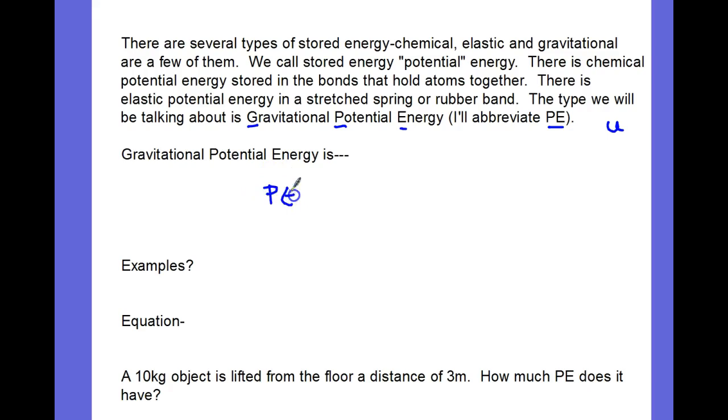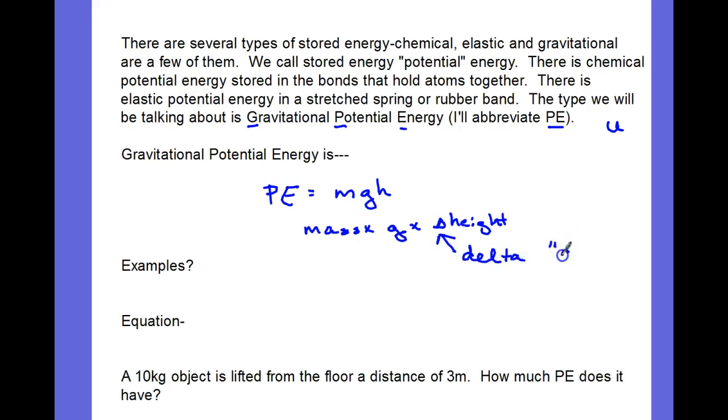And gravitational potential energy is mgh, mass times gravitational acceleration, which again, when I work out demonstration problems, I'm going to use 10, times, and it's actually a change in height. That delta, I hope you're familiar with, that's the Greek letter delta. And when we use it in science, it means change in. So mass times gravitational acceleration times some change in height.